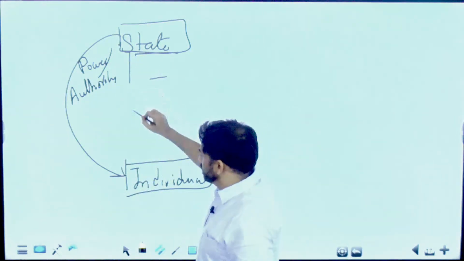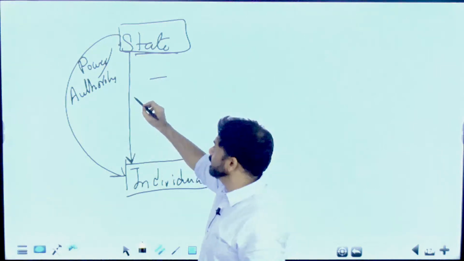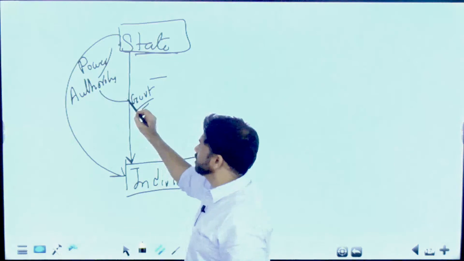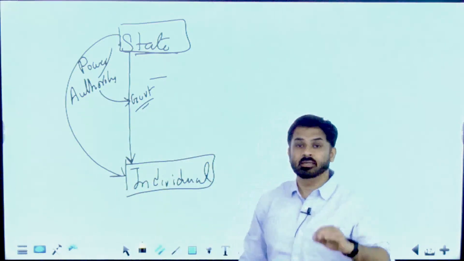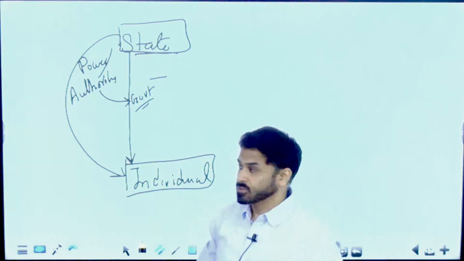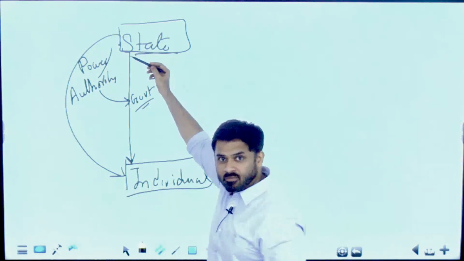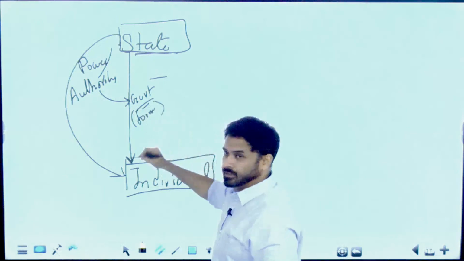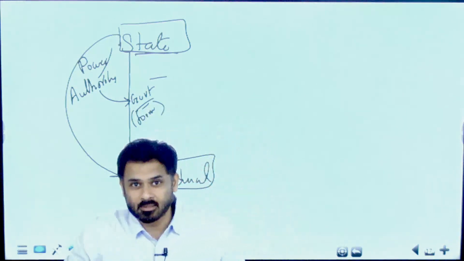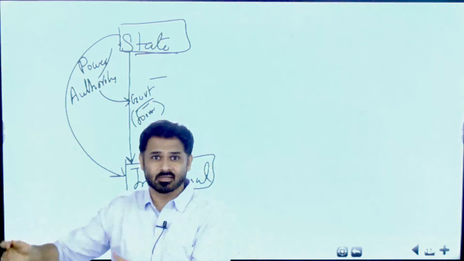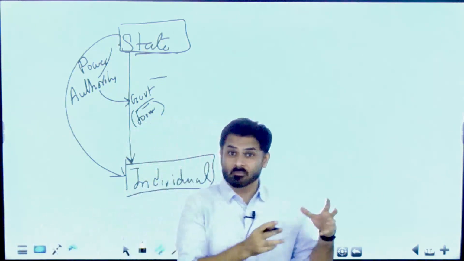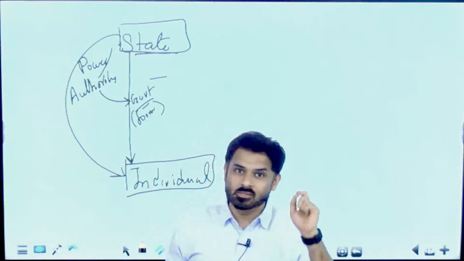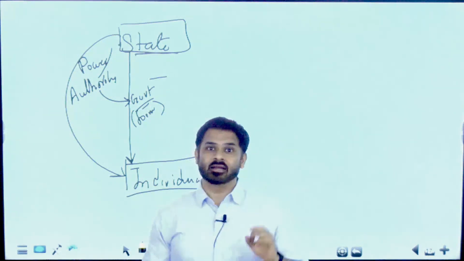Then these individuals will have a government, right? This authority itself will take the form of government. Specifically, it may take some other form also. So the government, which is part of the state, is governing the individual. What is the form of government? Some people say it is not important to study the form of government. Some people say it is very important. Political scientists are always interested in knowing and understanding the forms of government.